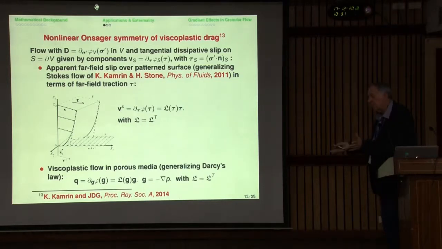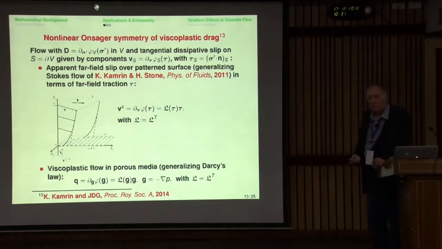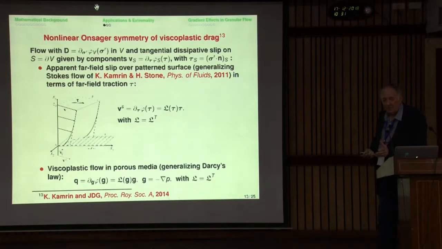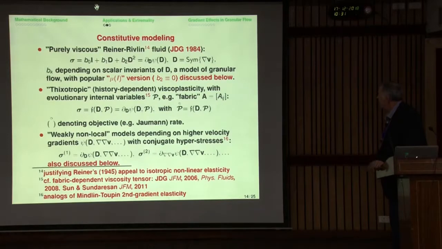The same is true if we have internal flow in a porous medium with dissipative slip at the wall and viscoplastic flow in the pores. Then you can generalize Darcy's law by having a flux that depends on the pressure gradient. This would normally be a linear function, but now you have a nonlinear function. So you can take practically any viscoplastic drag law that's for a linear fluid, a Newtonian fluid, and immediately assume there's a generalization of it.